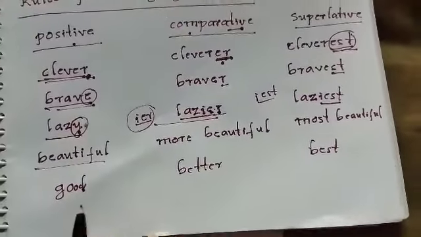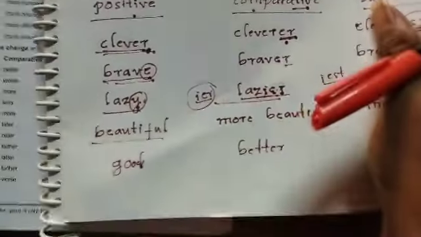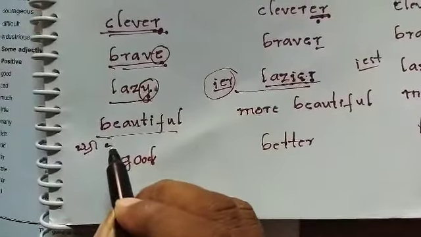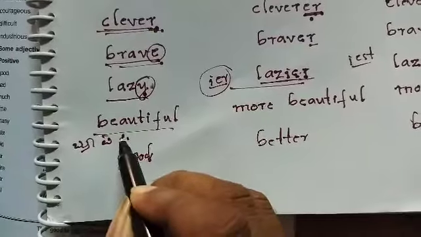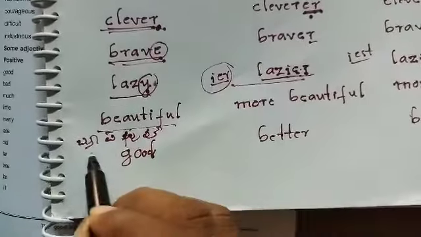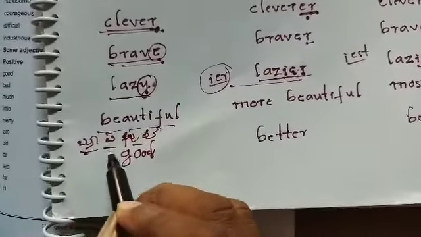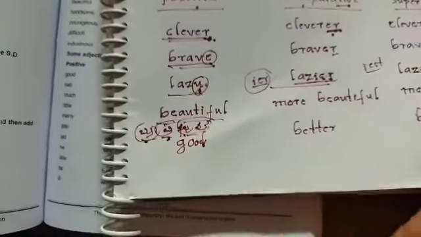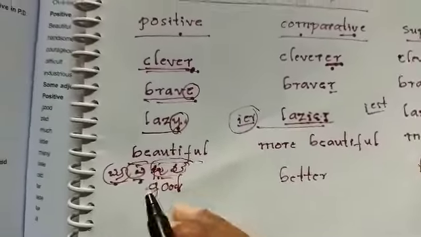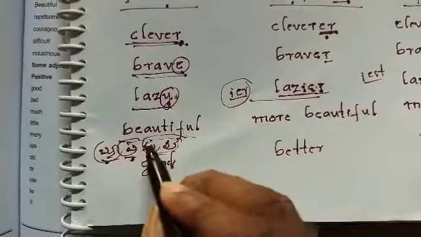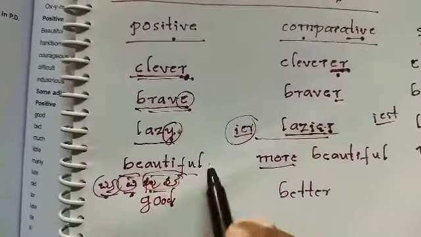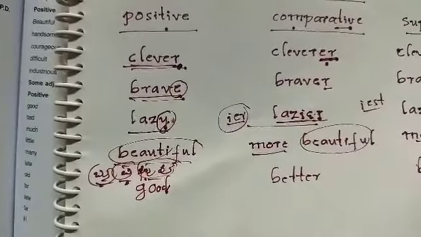Some words, big words, are there like that, with more than 2 syllables. So see, beautiful. Beautiful has beau, one sound, t, one sound, full, one sound. Here 3 sounds are there, more than 2. So we can use one more rule, that is more and most. Simply, beautiful.